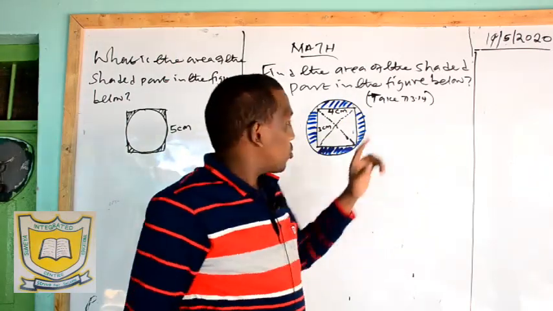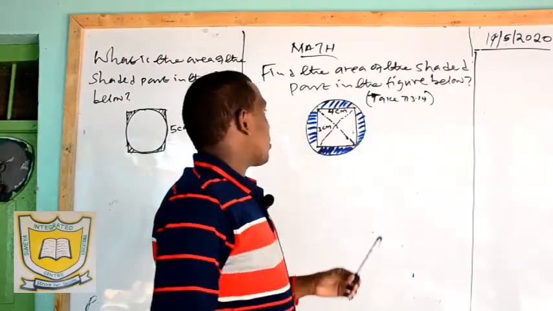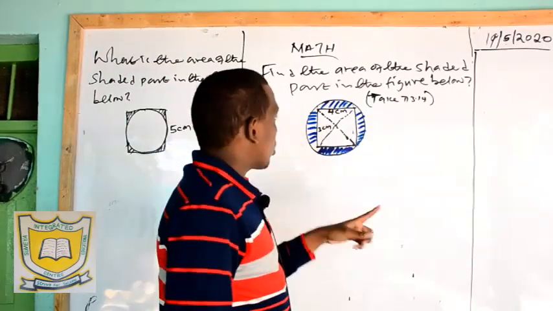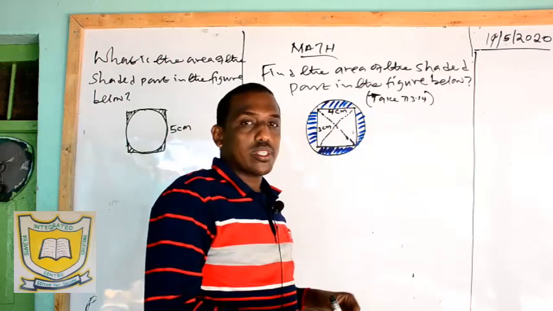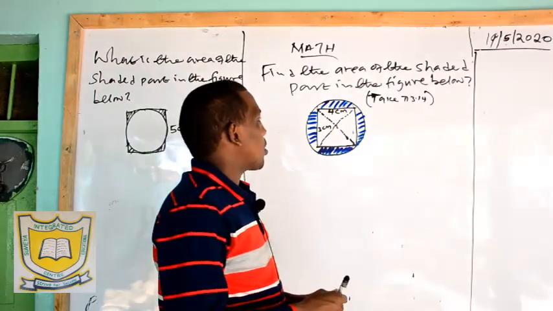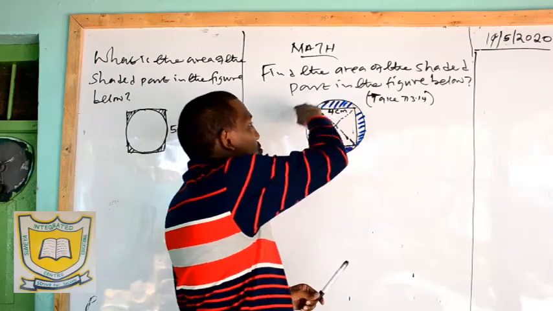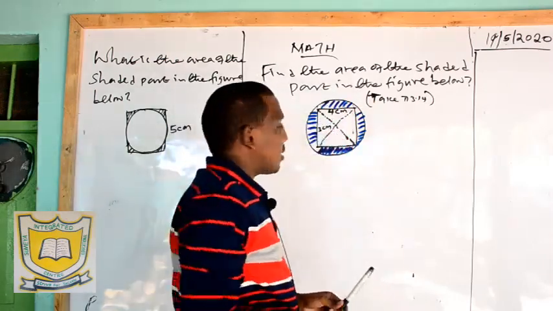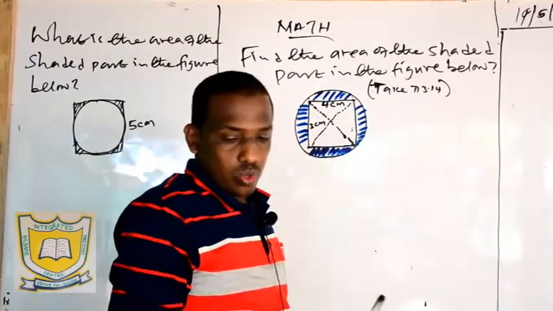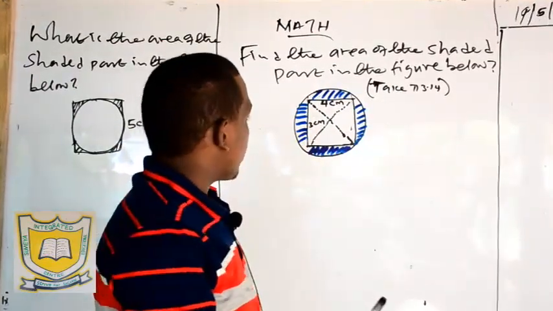Take π as 3.14. So remember, here we have two figures. We have the outer figure, which is a circle, and the inner figure, which is a rectangle. So to get the shaded one, we work out the area of the outer figure, then work out the area of the inner figure, then subtract to get the shaded area.